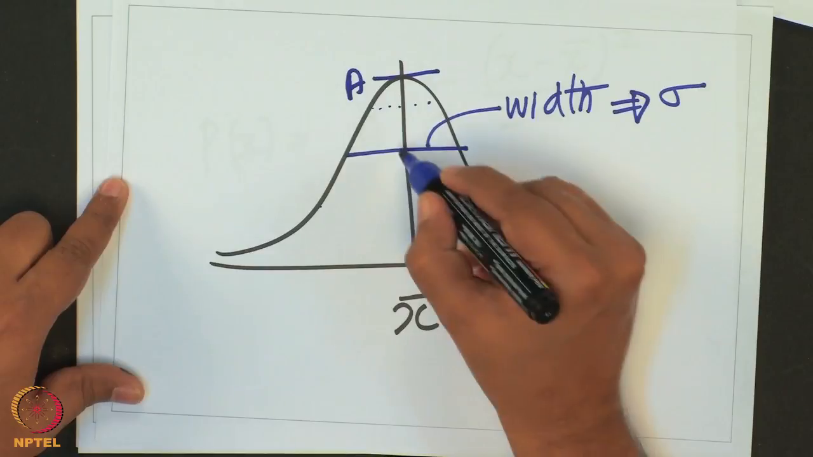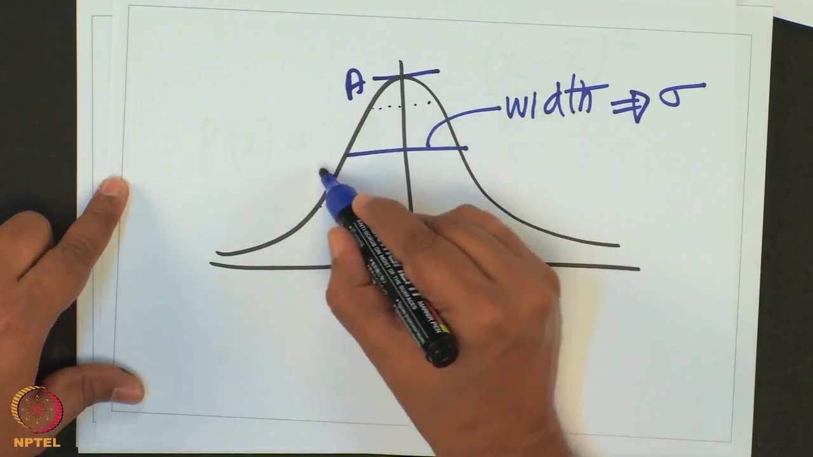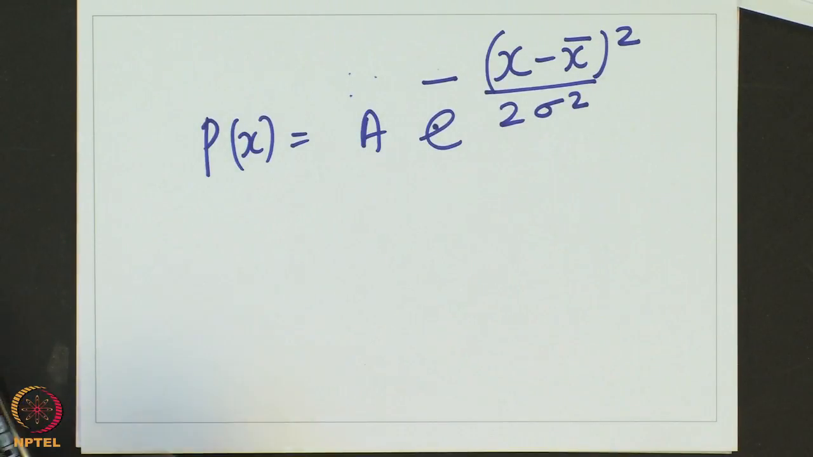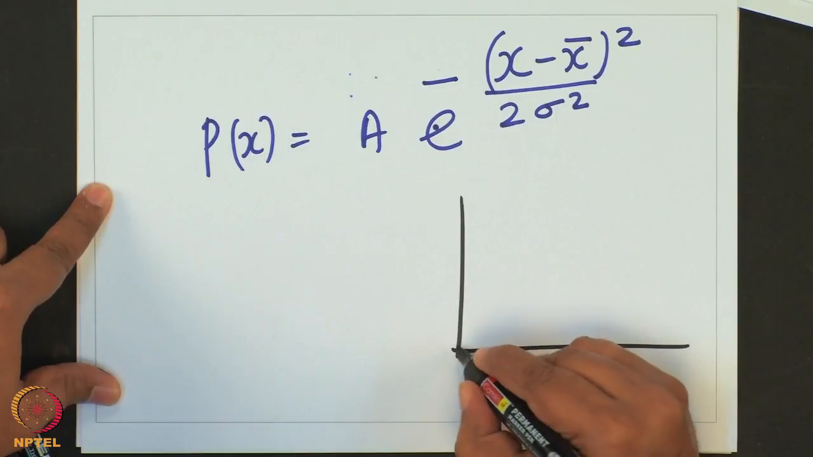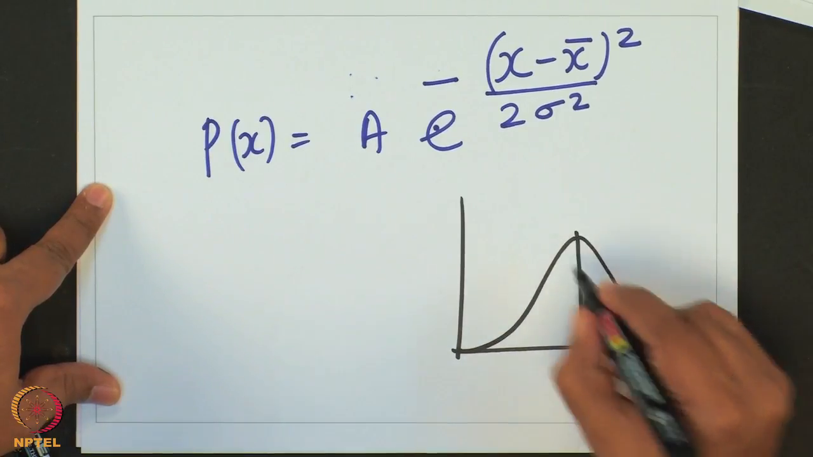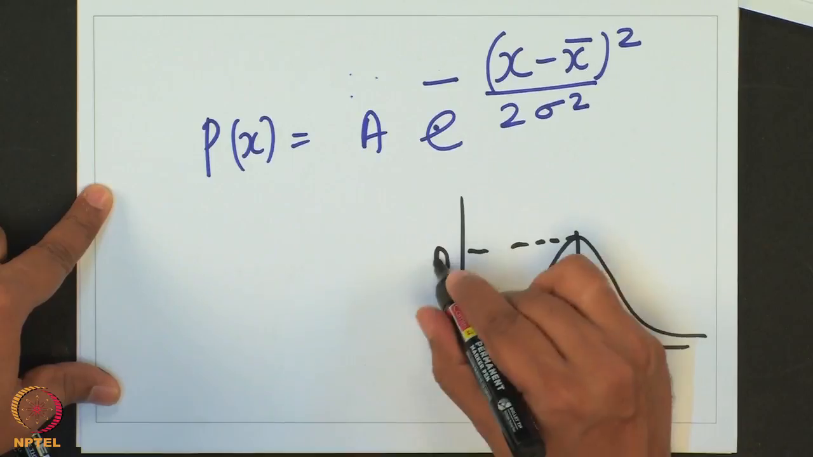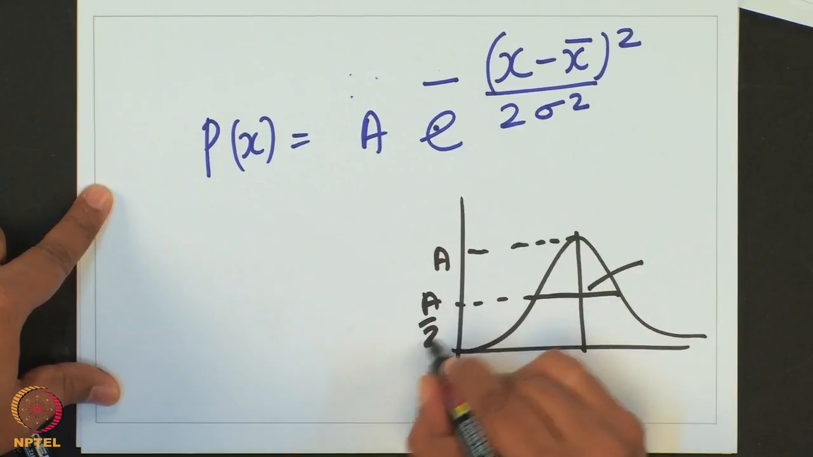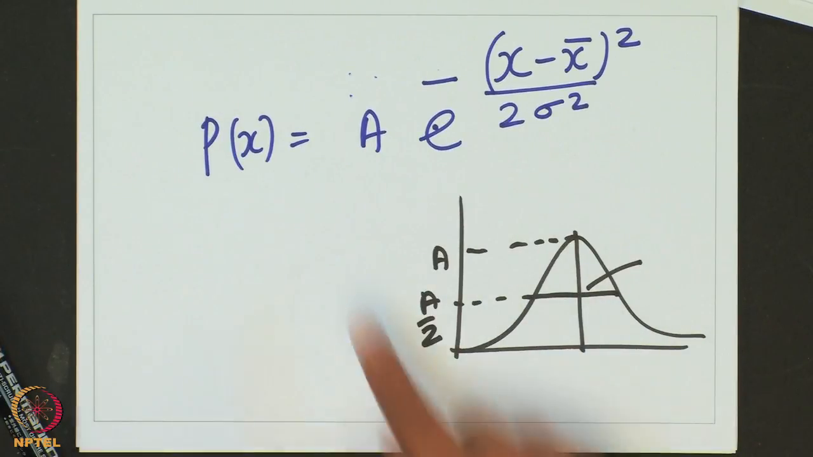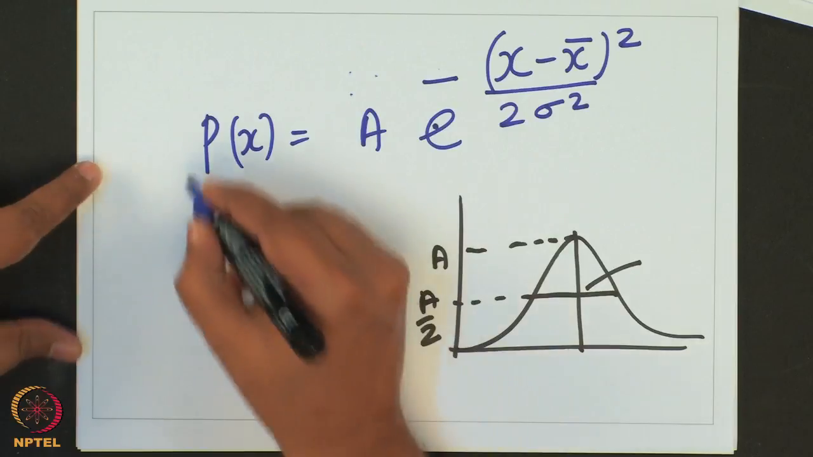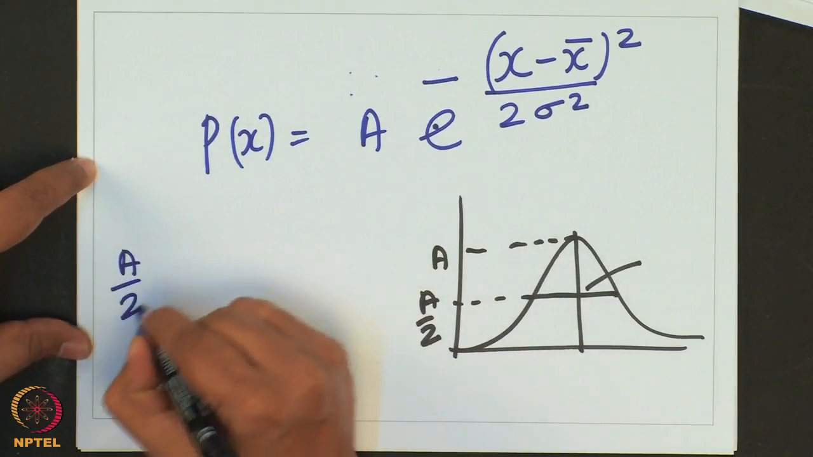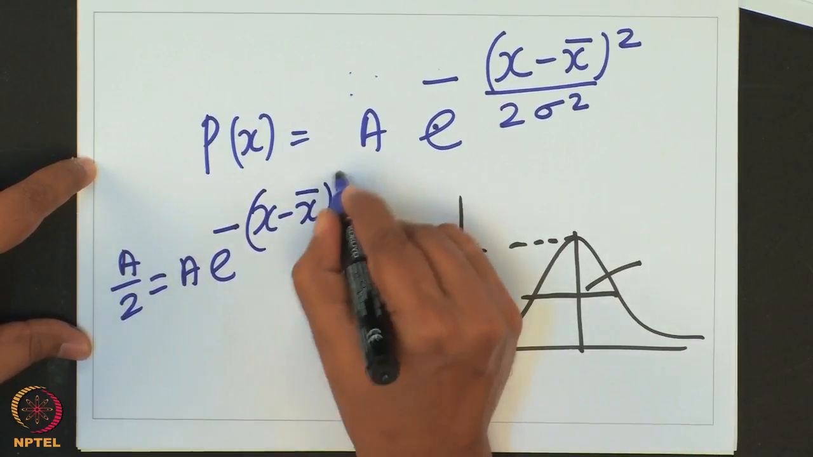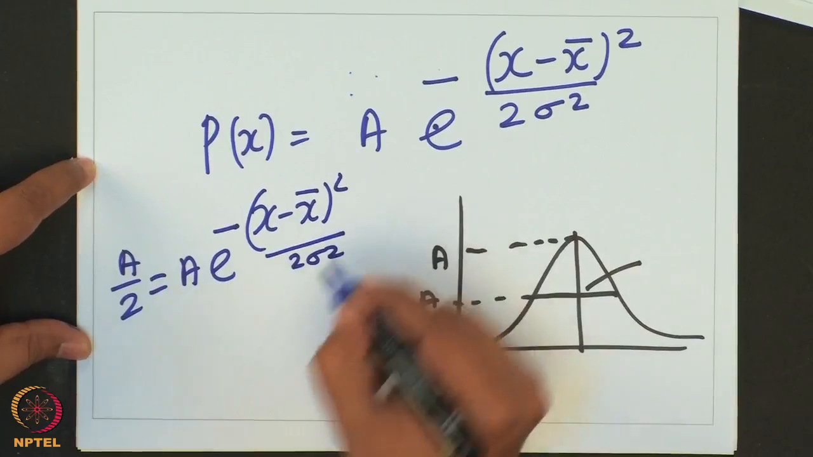If I measure the width at half the maximum, let me draw that here. This value is a. If I measure the width here, which is a by 2, so if P is a by 2, let us substitute a by 2 here. So a by 2 is a e power minus (x minus x bar) whole square by 2 sigma square.